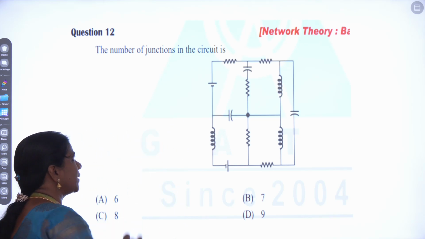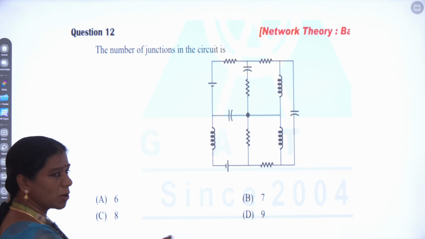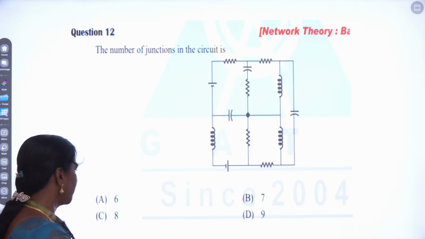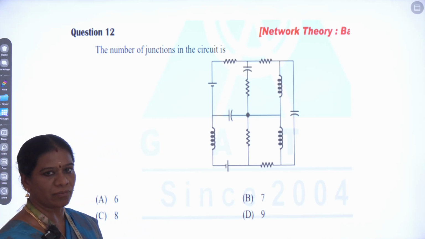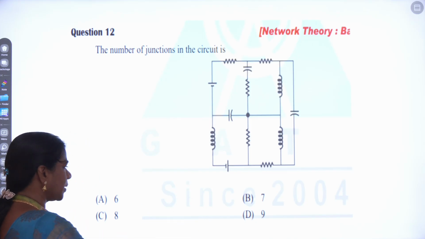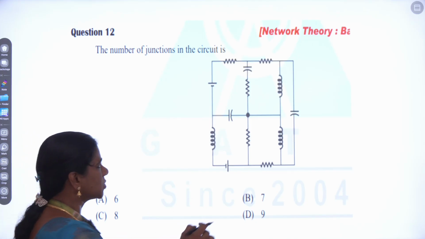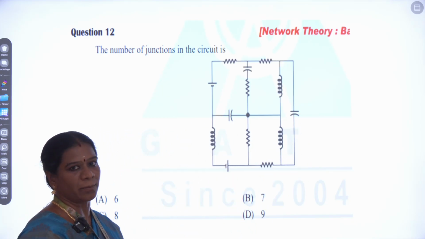Here in this problem it is given the number of junctions in the circuit, with some options given and a circuit shown. We have to find how many junctions or nodes are in this particular problem. The options are 6, 7, 8 and 9. This is the given circuit, and we have to find how many nodes.